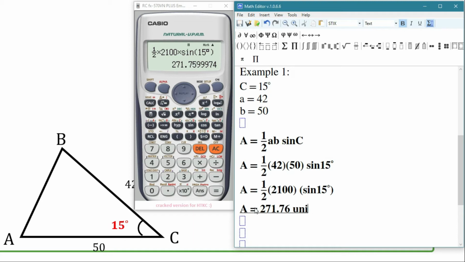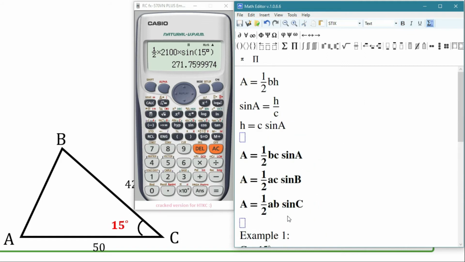So do not forget to put the unit of measurement. Okay? So that is 271.76 square units. So this will be the area of the triangle given. Alright, so we have just used the formula that we have derived using the law of sine.